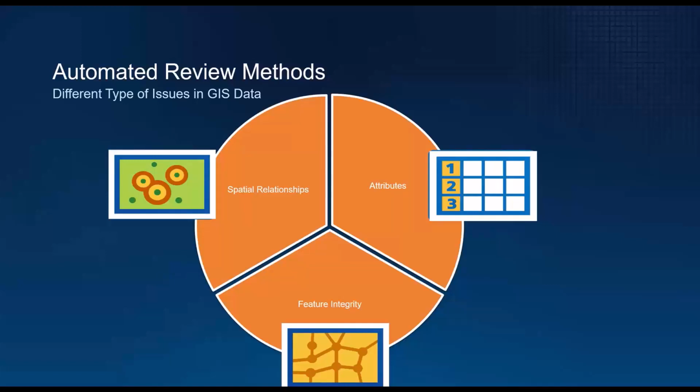And finally, there's a whole host of validation checks that look at spatial relationships between features. Simple things like finding features that overlap one another, or finding gaps between features, either gaps created between two features or more than two features.